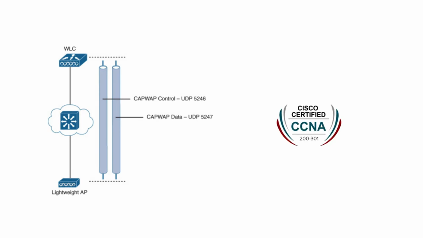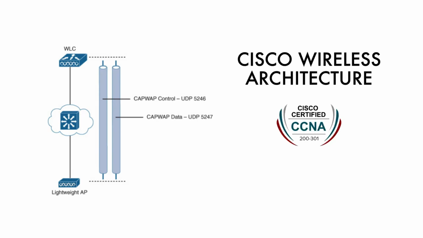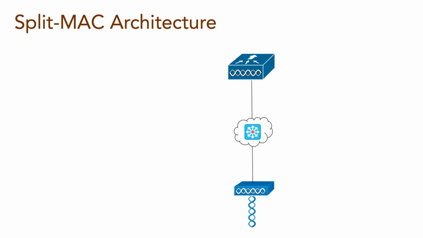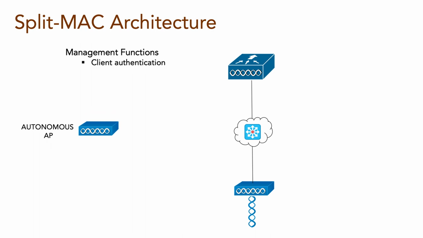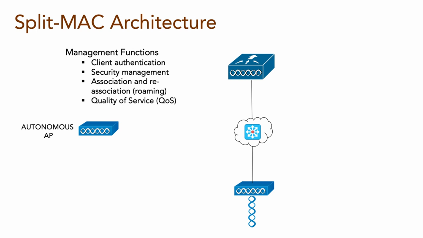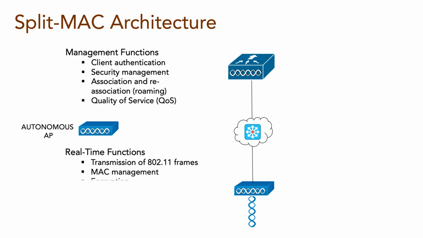In this session of the CCNA series, I'll discuss the Cisco wireless architecture called Split MAC. In the Split MAC concept, what an autonomous access point traditionally would do by itself is broken into two functions. Management functions such as client authentication, security management, association and reassociation or roaming, and quality of service. And the other functions, which are real-time, such as transmission of 802.11 frames, MAC management, and encryption.